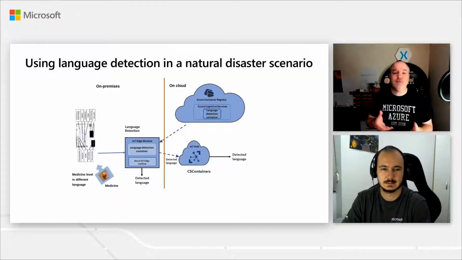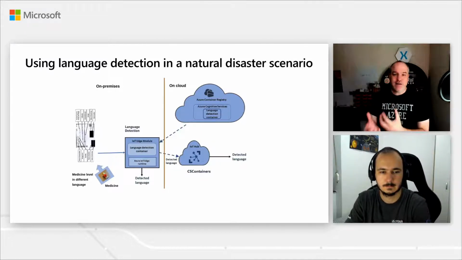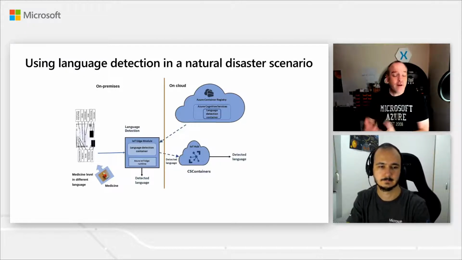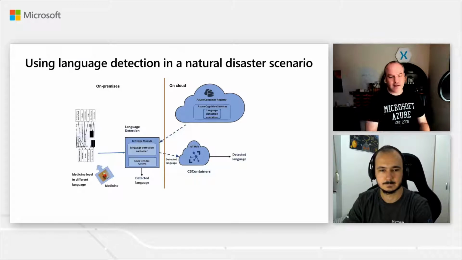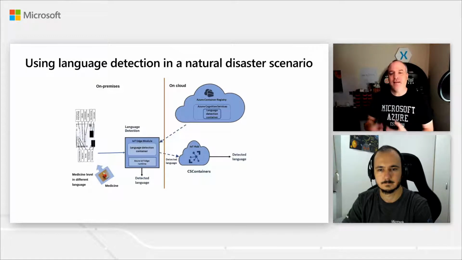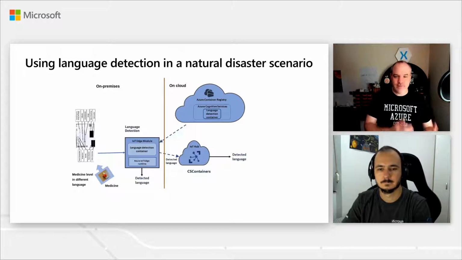So here's the kind of architecture of what we're going to build. In the cloud, we're going to have a language detection container that's available via the Azure Container Registry. And then we're going to deploy that to an IoT Edge module that runs on-premise. It's this IoT Edge module we can take to our medicine, we can do language detection, and then if necessary, send the results up to IoT Hub. But the main thing is we take it from the cloud, deploy it to an IoT Edge module on-premise and run with it. Does this architecture look good to you?